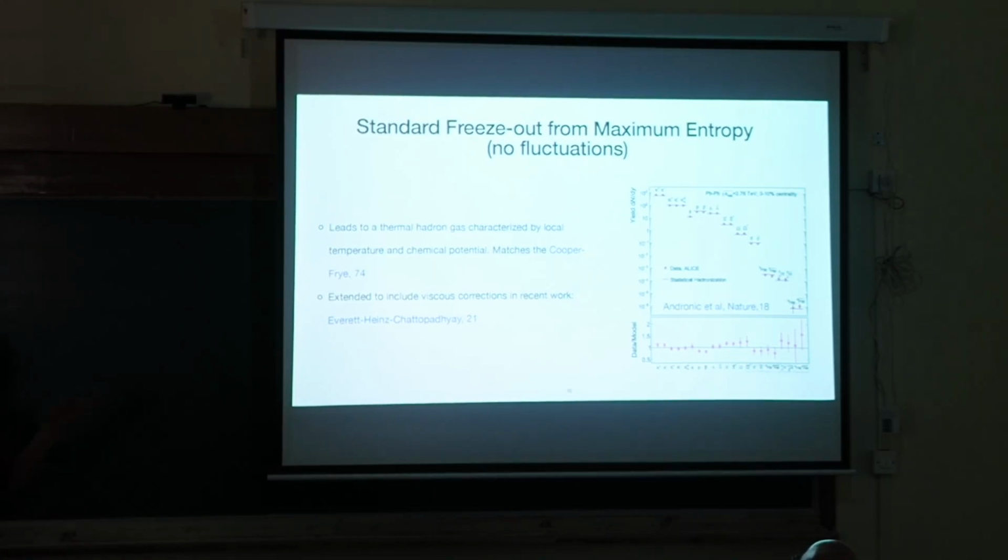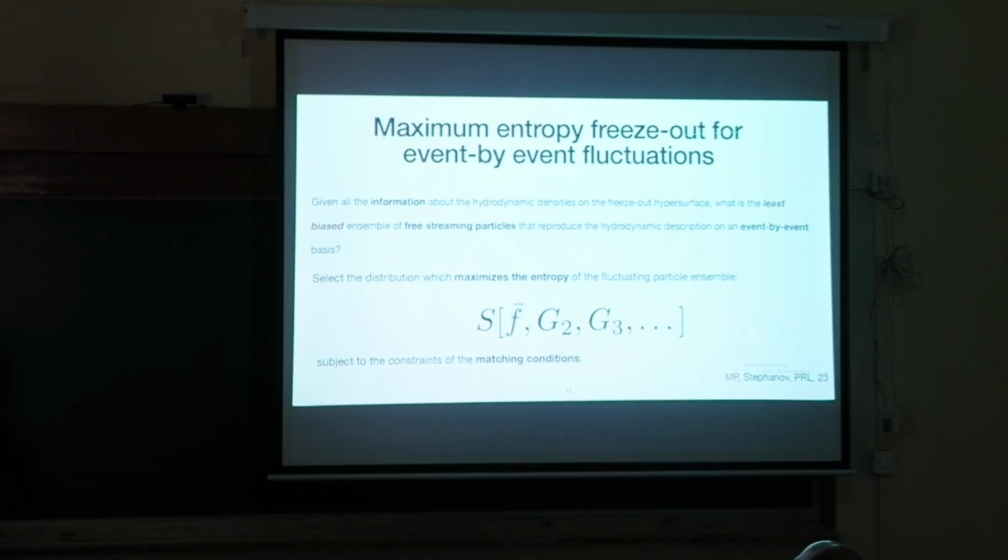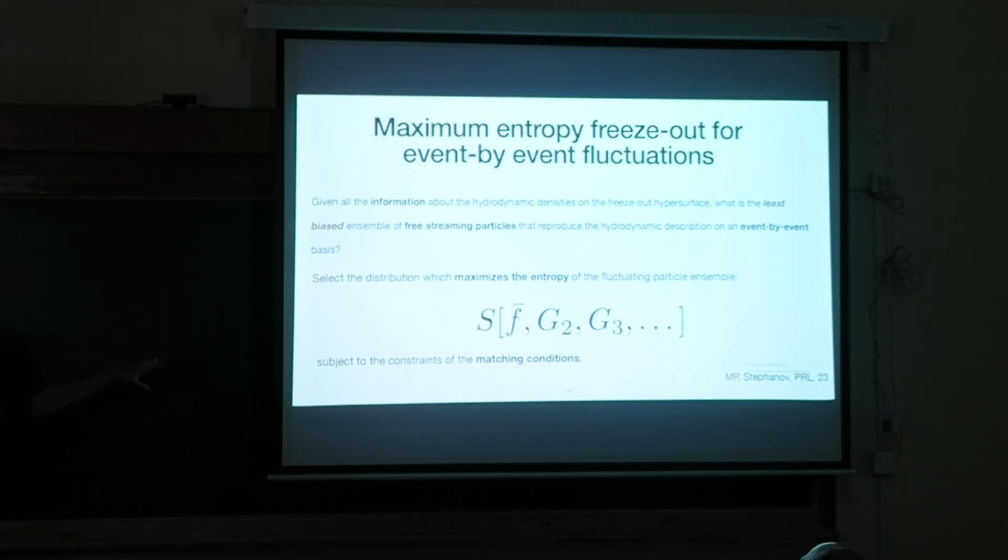And this was where we got the motivation to actually use this maximum entropy freeze-out procedure to freeze out fluctuations. So the question that we were asking is this: given all the information about hydrodynamic densities on the freeze-out hypersurface, and this is the only information that you have about the system there, what is the least biased ensemble of free-streaming particles that you can get that agrees with your hydrodynamic description? That essentially means that you choose the distribution which maximizes the entropy of your fluctuating particle ensemble, subject to these conditions of matching from hydrodynamics.